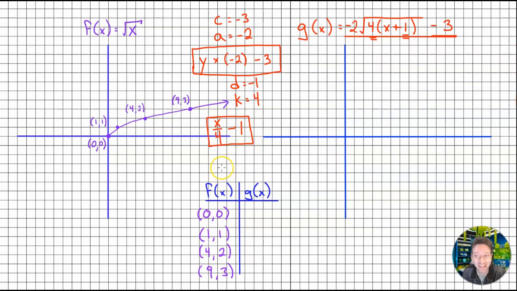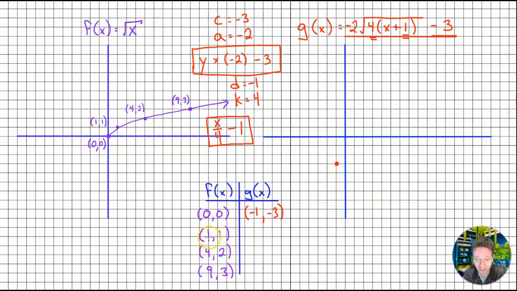So let's apply these transformations and translations to these 4 coordinates to figure out what they would be on our new graph. So 0, 0. So our x-coordinate, 0 divided by 4, well, that's 0. Subtract 1, well, that's -1. Our y-coordinate is 0. Multiply by -2, that's still 0. Subtract 3, well, it's -3. So there's our first point, -1 and -3.